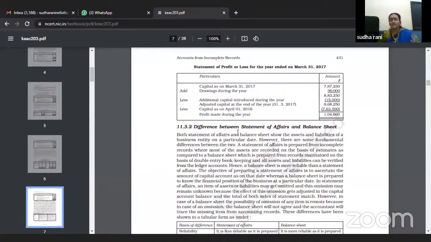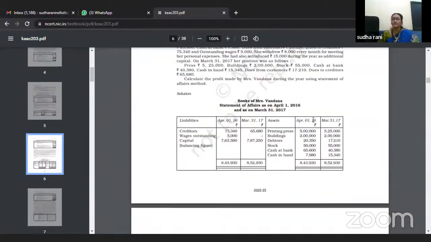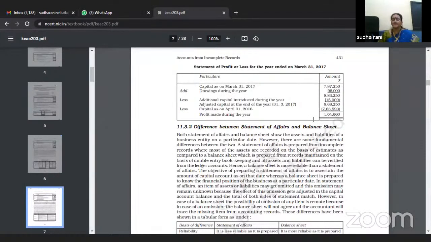So subtract additional capital, then whatever you get is called adjusted capital. From the adjusted capital, subtract the capital at the beginning of the year, then you get the profit or loss. I hope you all understood. This much is only your accounting from incomplete records. Please take a screenshot of it.